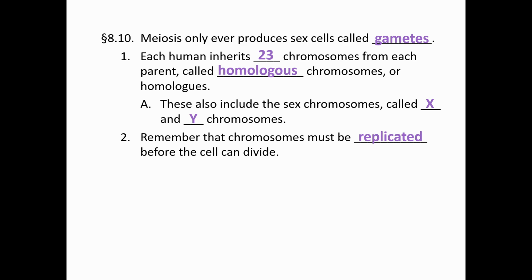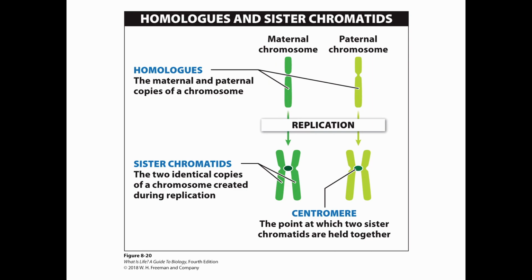Now, do remember, before we go through meiosis, just like we saw in mitosis, we are going to replicate all of those chromosomes, right? If we don't replicate them, we're not going to have enough DNA in order to go through meiosis, the whole process. So we have to replicate it before we even get started. So here are the homologs and the sister chromatids.